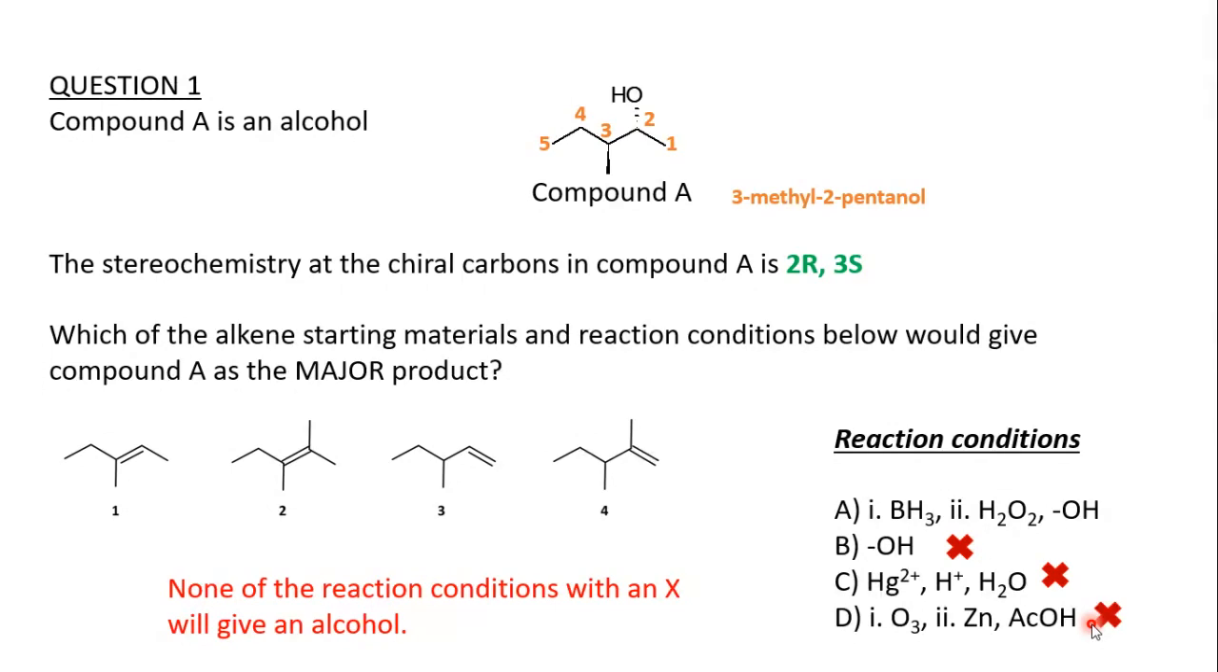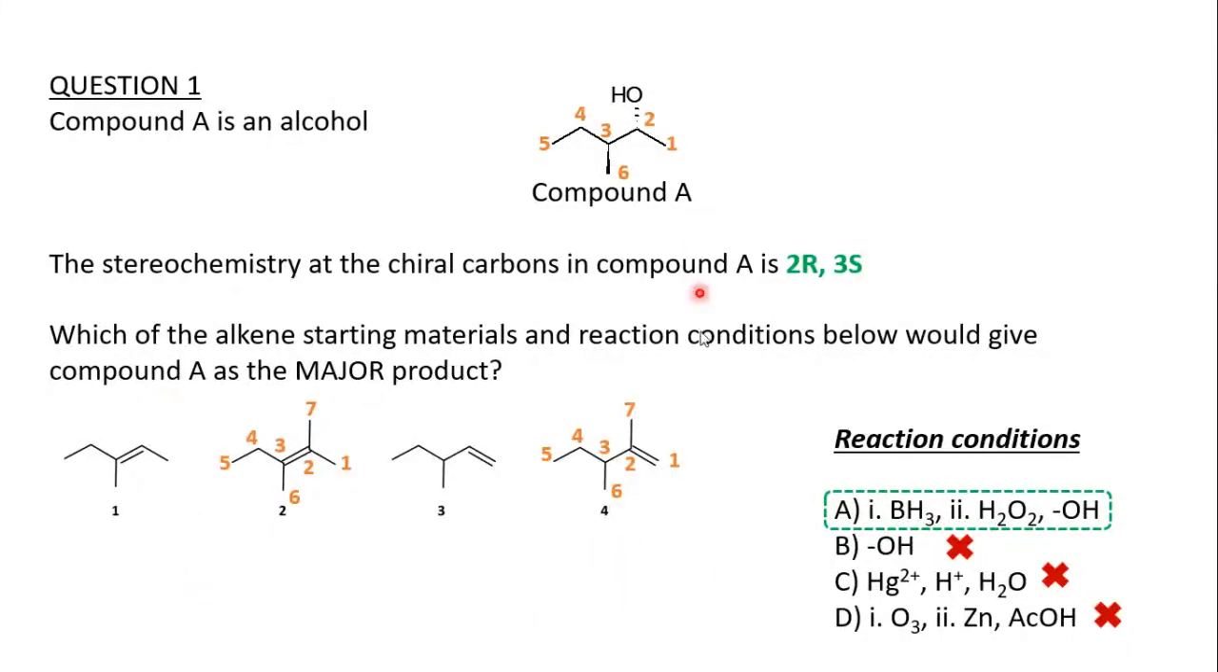So right away we know that condition A is what we're going to have to use to give us our alcohol. Then the next thing to look at is that borane and alkaline hydrogen peroxide gives us an alcohol by anti-Markovnikov addition, and that is going to influence which alkene we select for our starting material. But there are some other things we need to do first.